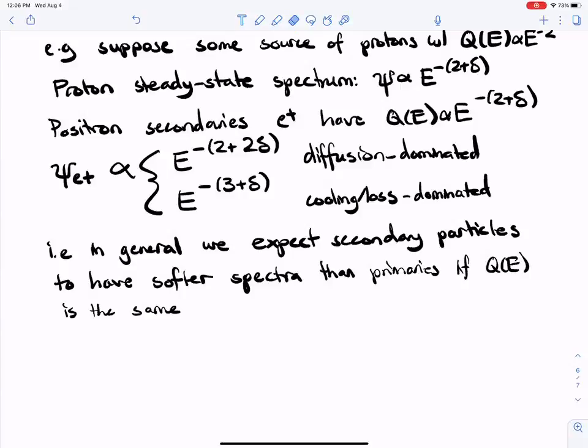In AMS-02, we see that at high energies, we think positrons are secondaries, electrons are primaries. We think the electrons and protons are both getting accelerated in supernovae, but you see that at high energies, the positron spectrum is actually quite a bit harder than the electron spectrum. So that is a diagnostic that either there's something about cosmic ray propagation that we don't understand, that these equations need to be modified, or that you have some primary source of positrons out there with a hard spectrum.